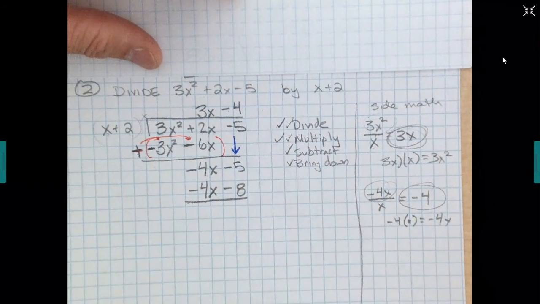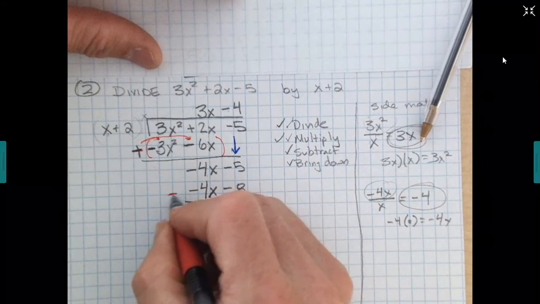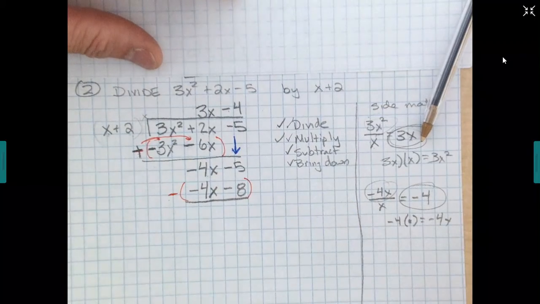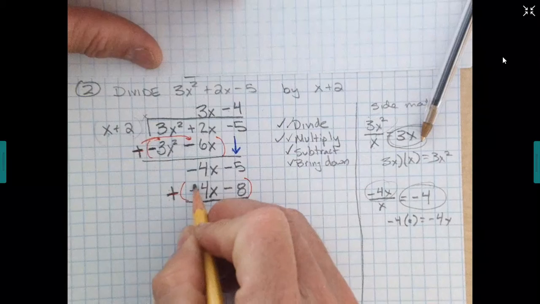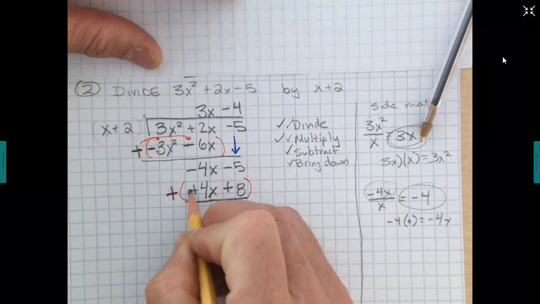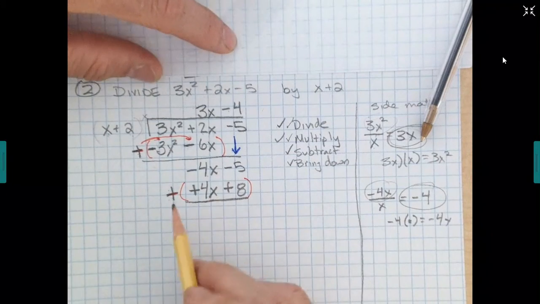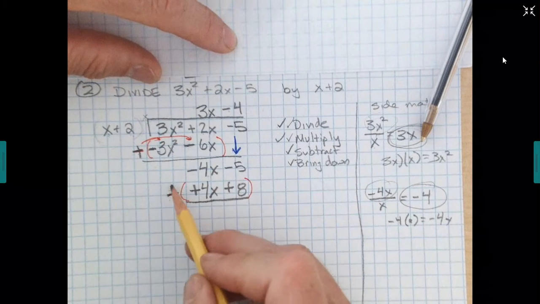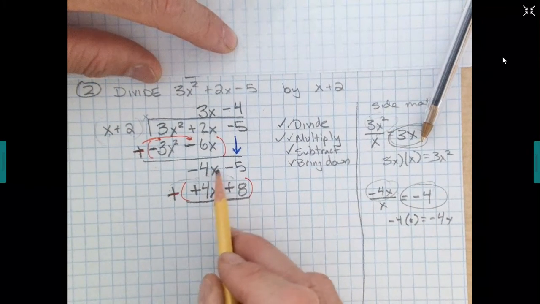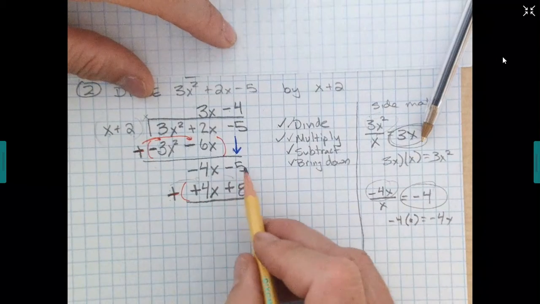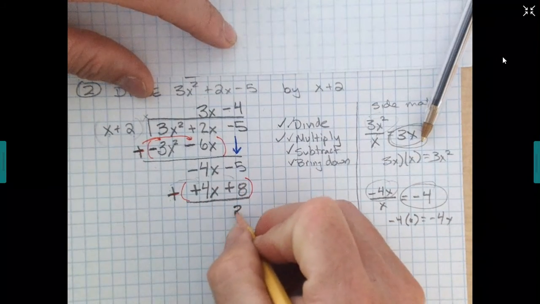Now I do my subtract. And my subtract is this whole thing. So when I'm subtracting, I am adding the opposites. So I got my opposites. I changed every one of these. I distributed the negative through, so they all change. So now I have negative 4x plus 4x, that's 0. Negative 5 plus 8 is 3.